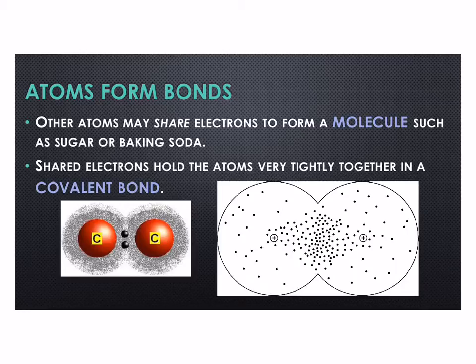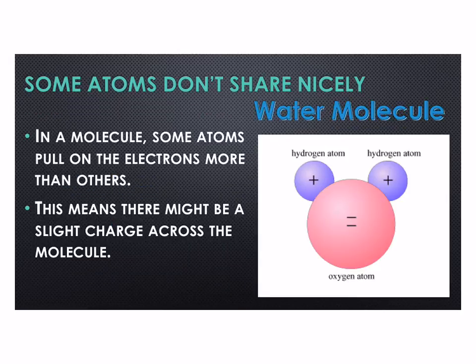And here you can see electron energy here holding these two atoms together. Here's the two nucleus areas. Again, here we have the element carbon being held together here by these two electrons that are sticking the atoms together in a covalent bond. Now, some atoms, when they share electrons, they don't share nicely. Instead, some atoms pull on the electrons more. They take more of the electrons than the other atom that they're sharing with. This means in some molecules there might be a slight charge across the molecule.